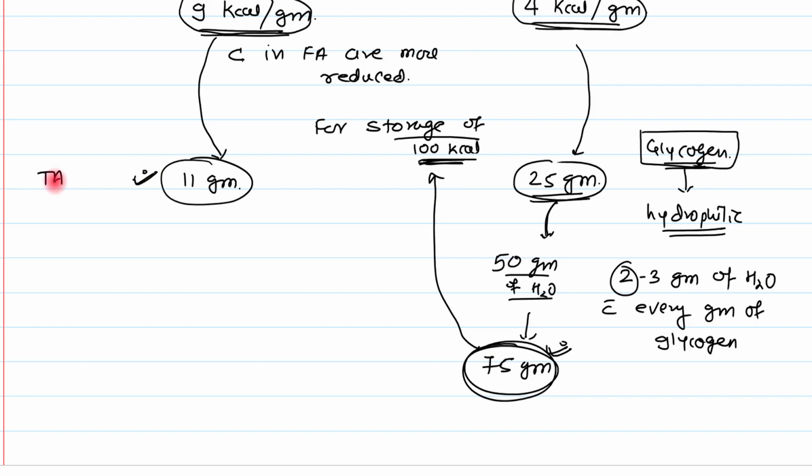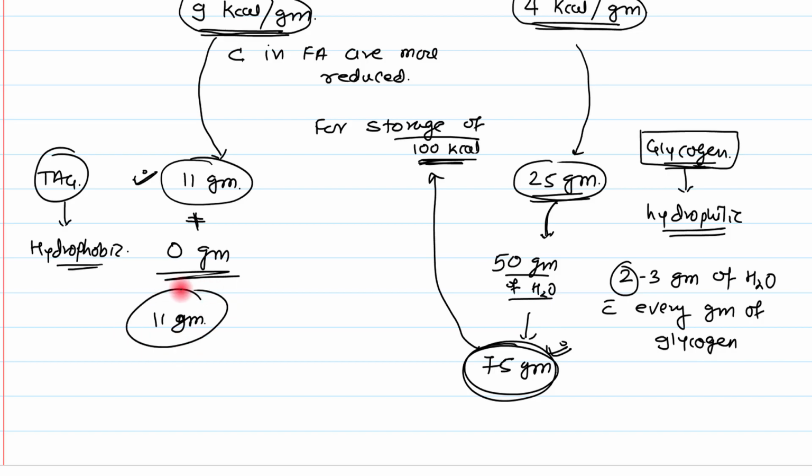What is the scene in case of triacylglycerol? We know that triacylglycerol is a hydrophobic compound, so no water molecule. Whenever triacylglycerol is stored, the additional water is 0 gram. So ultimately only 11 gram of triacylglycerol can store about 100 kilocalorie of energy. Now you can appreciate the difference: only 11 gram of fat will require very little space in our body and still store this much energy, whereas carbohydrate requires almost 7 to 8 times higher space or weight with respect to lipid.